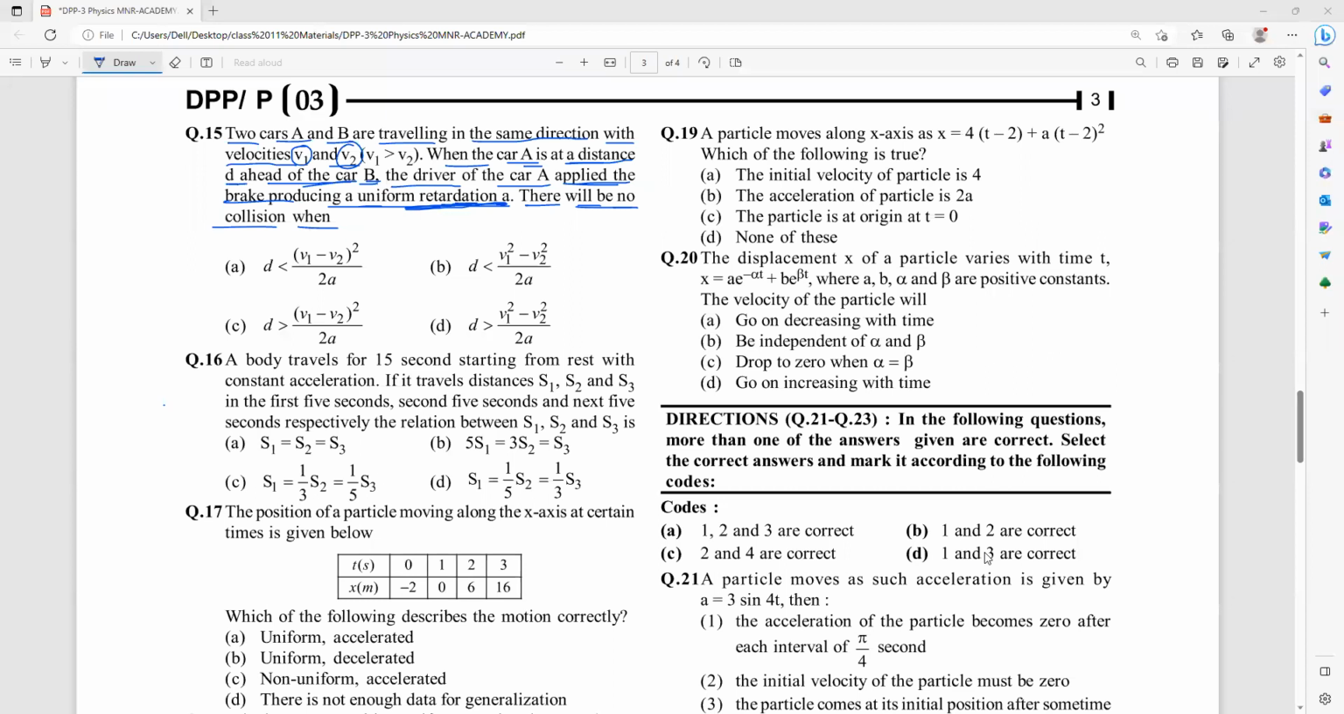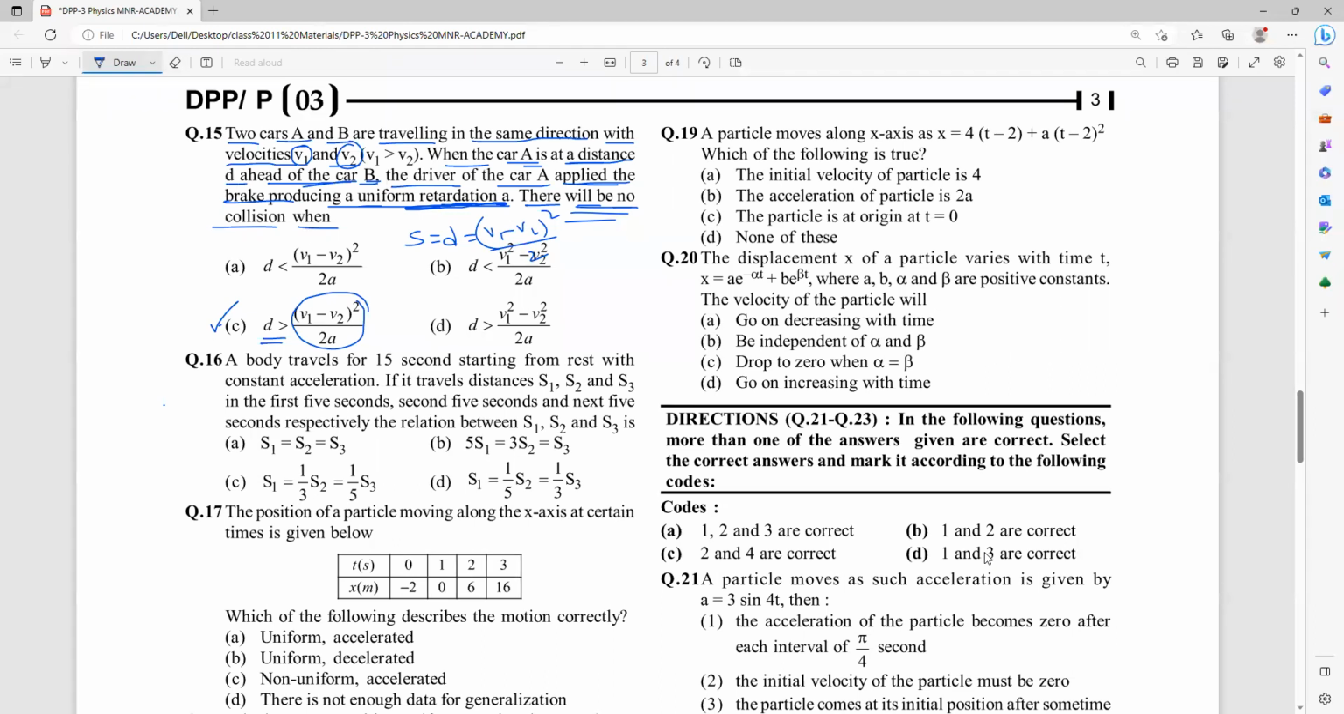So if you verify the options, which option is matching? You can check it, everybody. So what is the correct option? C. Yes, Option C, sir. So D, the distance between the two cars, must be greater than this one. Then the collision won't take place. If the collision is to take place, then what is the answer? Anybody can tell? S is equal to D is equal to (V1 minus V2) whole square by 2A. Is it yes or no, brother?